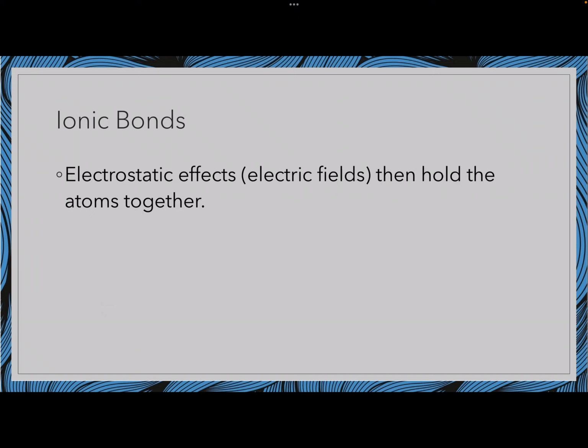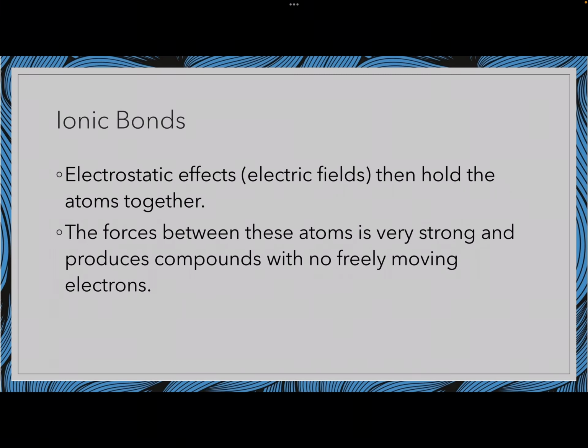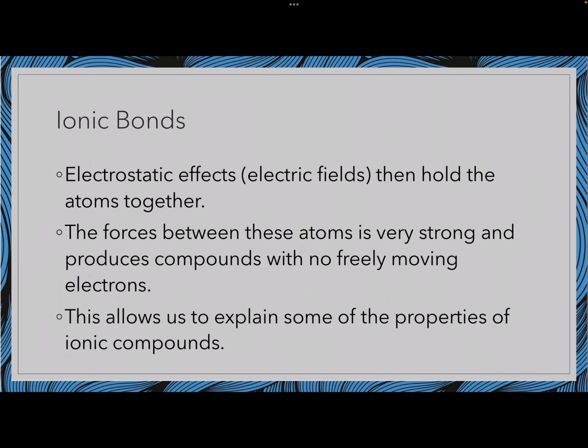So I think I mentioned it in a previous lesson that if you have a positive charge and you have a negative charge, there's a force between them. Anyone that's doing physics will hit that in module 4, but there is a force felt between two charges. And the forces between these atoms are very strong and produce compounds with no freely moving electrons. And so this allows us to explain some of the properties of the ionic compounds.